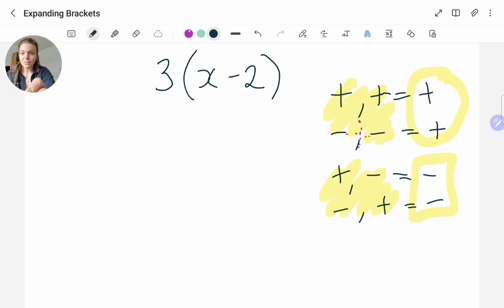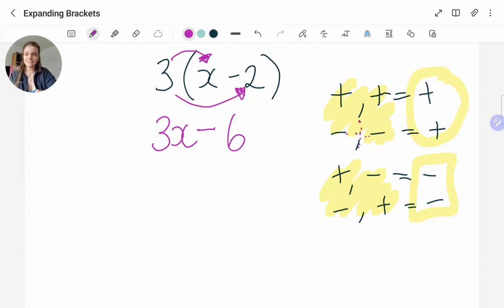So let's have a go at this question. We're going to put in our little arrows to multiply those two terms, remembering that brackets means multiply. So 3 times x is 3x. A positive and a negative, signs are different, so it's negative. 3 times 2 is 6.